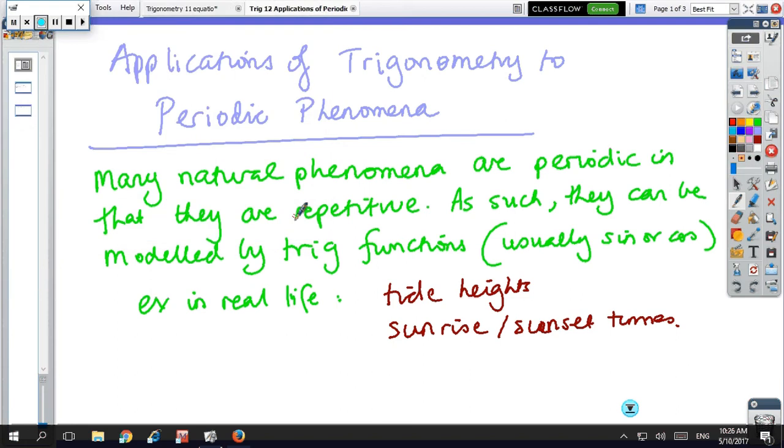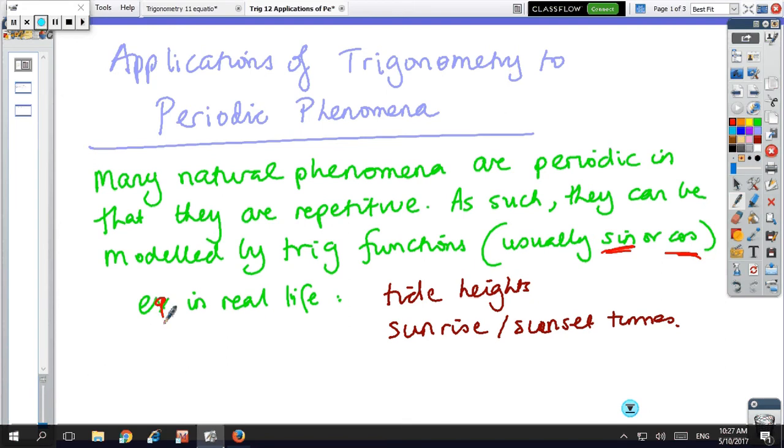Okay, so we're looking at the last video in the series on trig, and this time it's the applications into what we call periodic phenomena, which are the real world applications of trigonometry. So many natural things are periodic in that they repeat, and as such they can be modelled by trig functions. And I cannot think of a single example of tan. They're usually sine or cos.